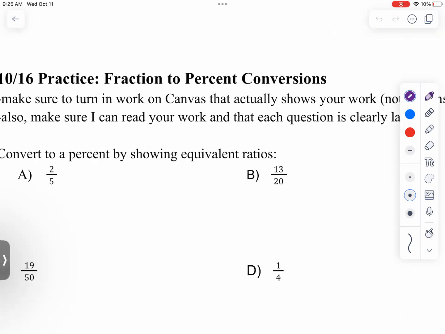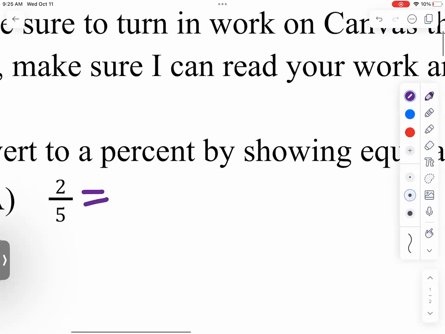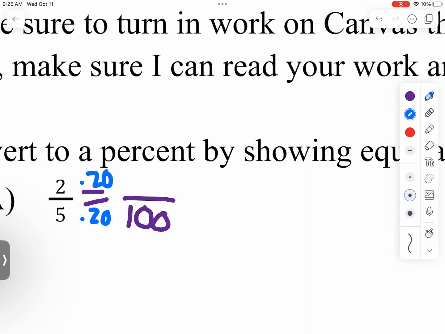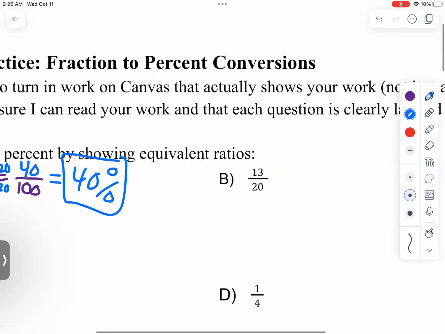All right, so we're looking to convert to percent by showing equivalent ratios. First thing we know is that percent is a ratio that is the parts out of 100, so we're automatically going to put 100. Then what we have to know is what do we multiply by to get from 5 to 100? That's going to be 20. So we do the same thing on the bottom and the top, so we get 40. So then we're going to put 40%. We don't write it on top of 100. That would mean something different. So 40% is the answer for A.